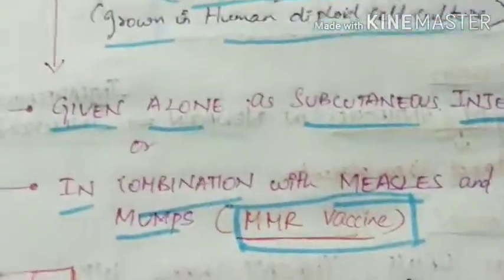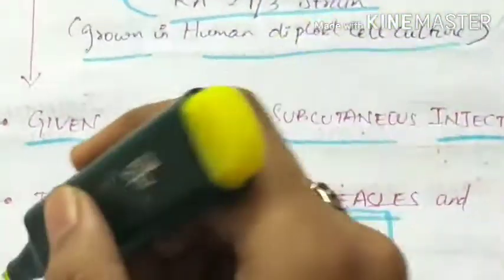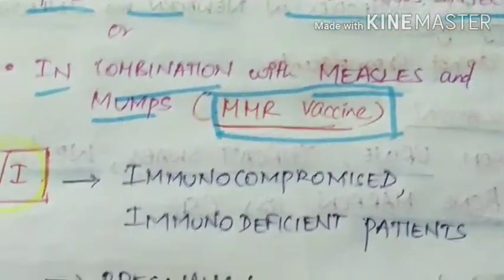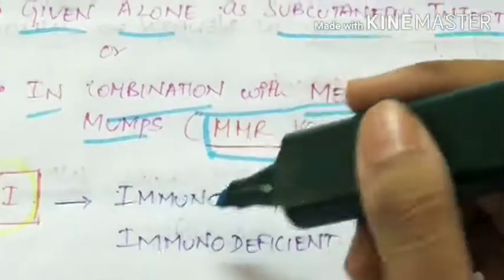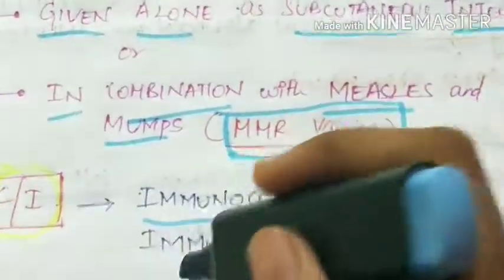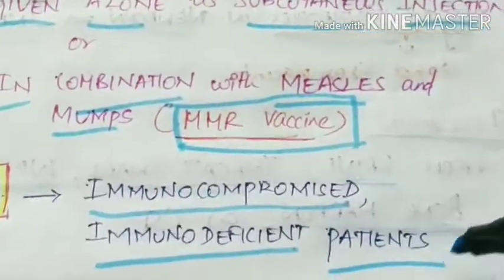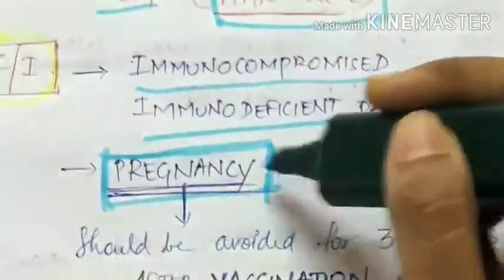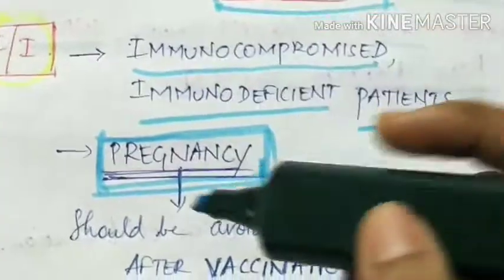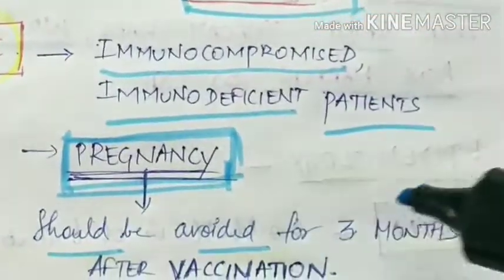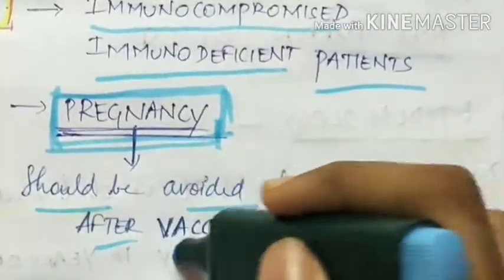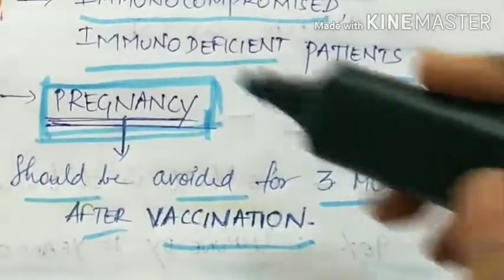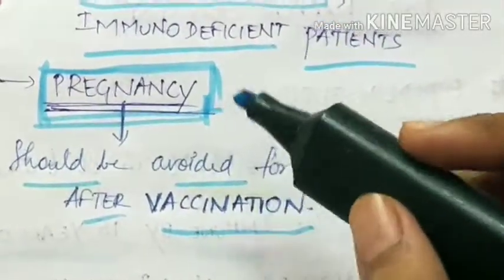The contraindications of vaccine. The live attenuated vaccine is contraindicated in immunocompromised and immunodeficient patients, and pregnancy is an absolute contraindication. Pregnancy should be avoided for 3 months after vaccination as it may lead to teratogenic effects. This is about rubella.